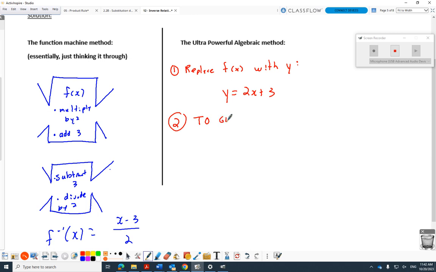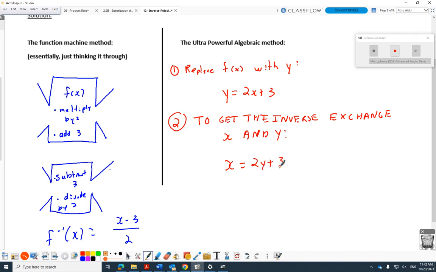To get the inverse, exchange x and y. Oh, that's the whole deal right there. It turns everything around. It says, oh no, we don't want to do y and x that way. We want to do the inverse, so we're going to flip those two things. We're going to make the x's the y's and the y's the x's. We're going to reverse this whole thing. So I get x equals 2y plus 3.